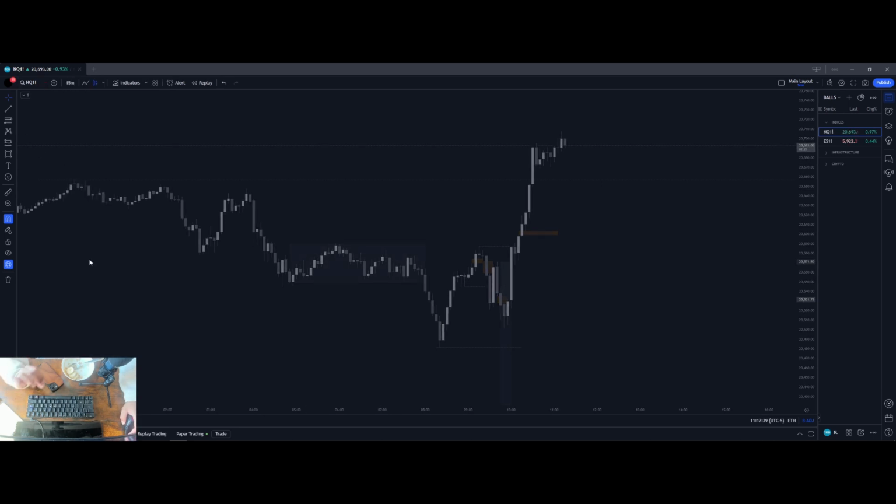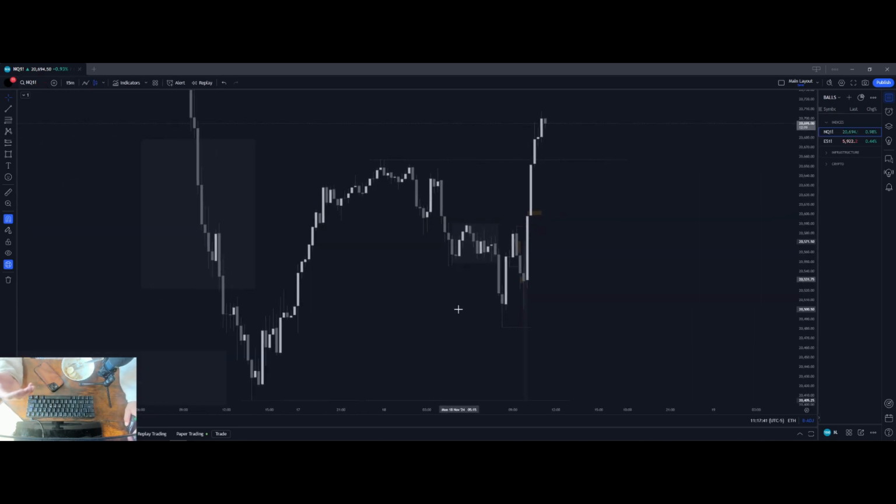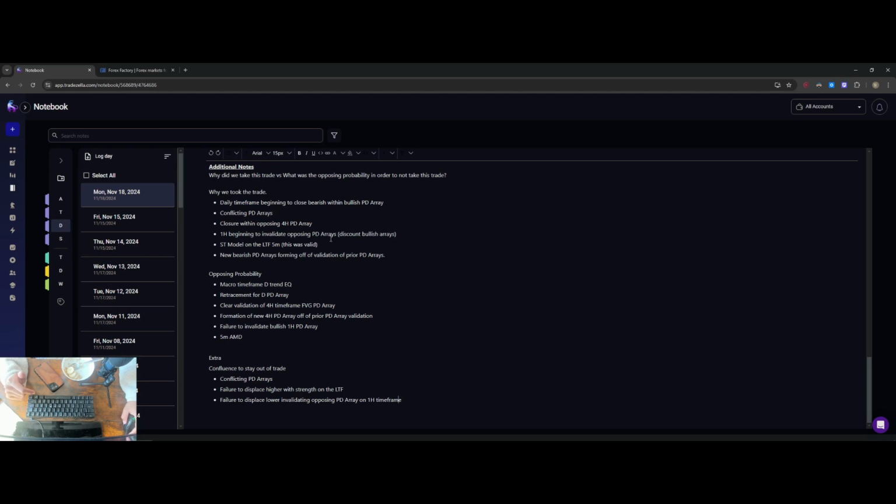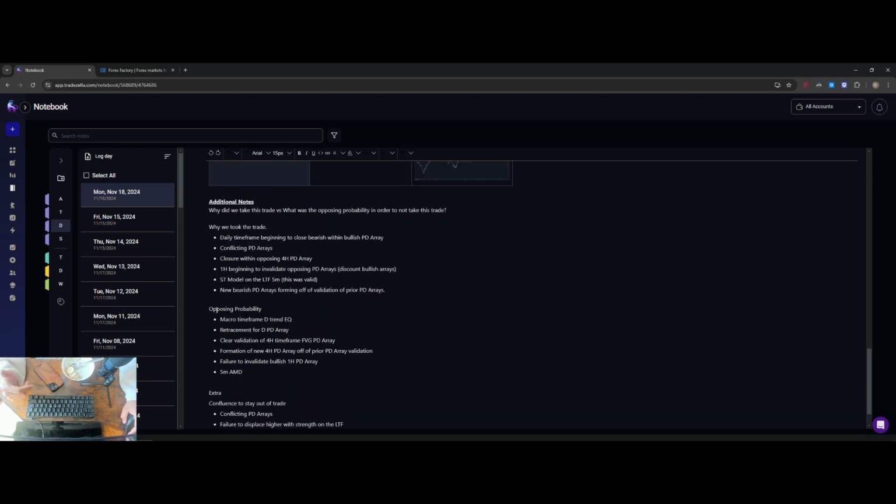This was an amazing trade execution. It was an A+ execution, besides the fact that we were thinking conflicting price action, which then I would give it a B. But overall, the lower time frame execution, the analysis of it, the breakdown, even the confluence paired on why we took the trade and the opposing probability was all A+.